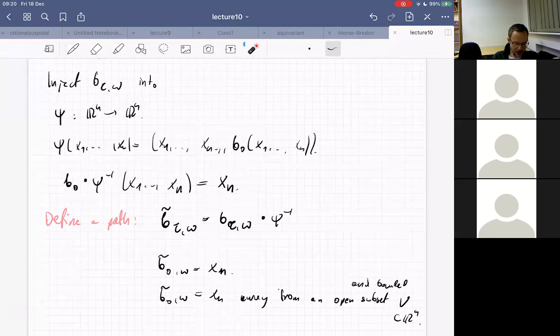Okay, so let me just give you the answer. Psi is a proper map. It maps bounded sets to bounded sets. So b0 is a proper function, and properness means that you map compact sets to compact sets. If it's not proper, then the preimage can be unbounded. So you need to just say one sentence: that psi inverse takes compact sets to compact sets.